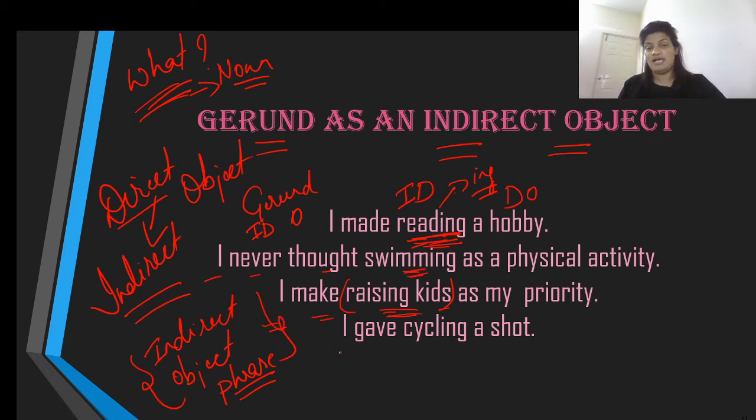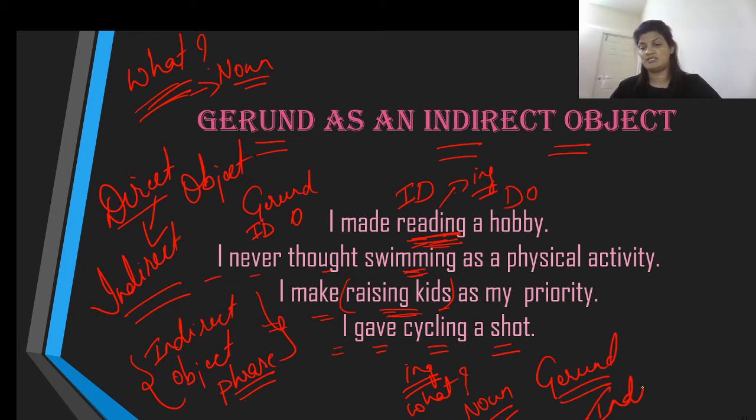Yeah. Now, next one is I gave cycling a shot. What did I give a shot? Cycling. Cycling is your ing verb, and it is answering the question what. It is functioning like a noun, but it is in ing form. Therefore, it is our gerund as indirect object.